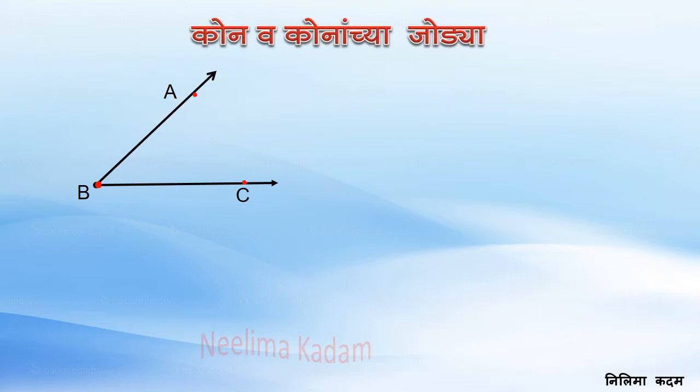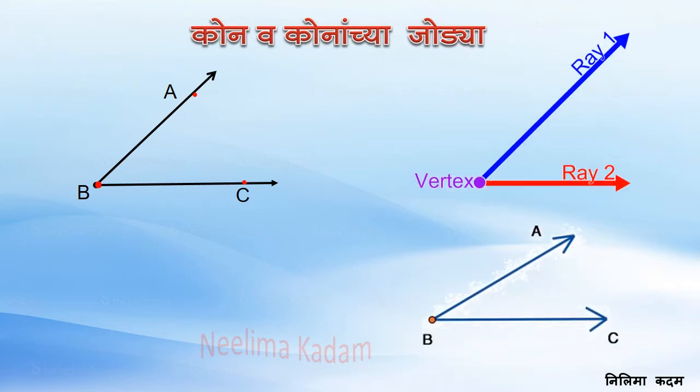When two rays meet at a common point, that is a vertex, an angle is formed. Now in this figure, this is ray BC and ray BA, and these two rays form an angle ABC. Okay, so the common point is called the vertex of the angle. This is ray 1 and this is ray 2.